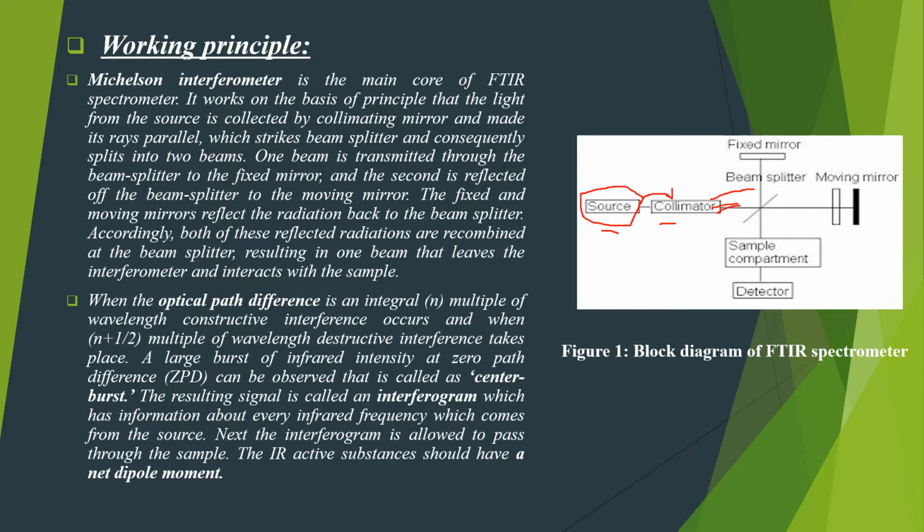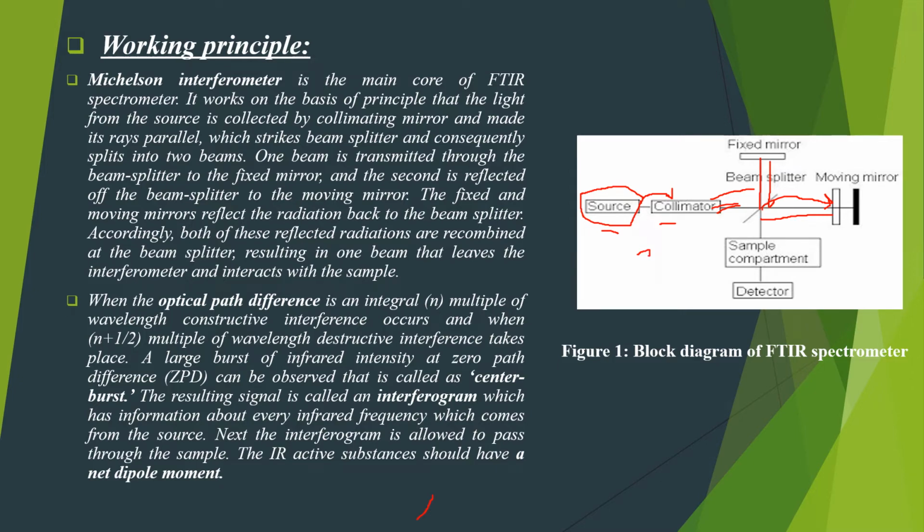From this beam splitter, the beam splitter will send 50% of light to the fixed mirror and another 50% of light to this moving mirror. Then the light ray will get reflected in both the cases. As the mirror is moving, it is directed by a laser. The measurement is taken with the help of a laser which is not shown.